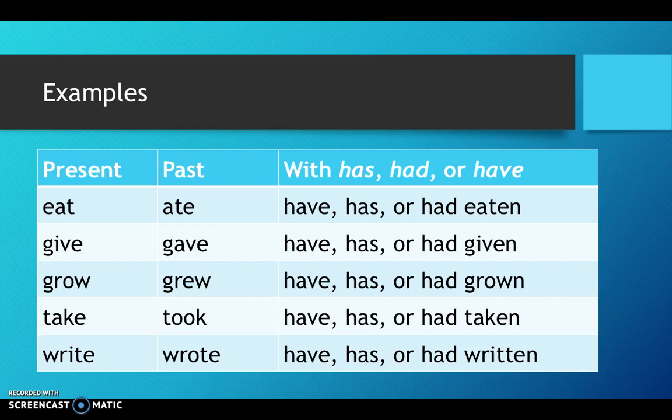You can see that with have, has, or had, each of these words have an N or an EN on the end. Now the past tense, it kind of does its own thing. There's no real pattern as to why they are in the past tense the way they are. You just have to memorize them. Take changes to took, and it's have, has, or had taken. I know a lot of kids try to say tooken. It's taken. Write changes to wrote, and have, has, or had written.